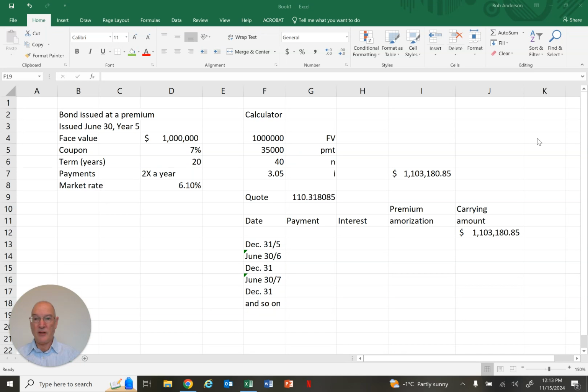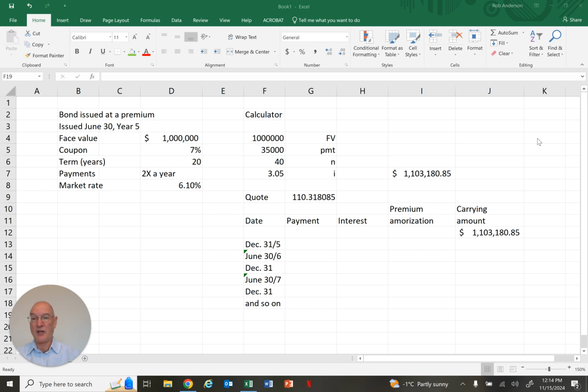Hi students, in this video we're going to look at an example of a bond issued at a premium. Now we are using the effective interest method, which is required by IFRS, which is the method that almost all companies who do issue a bond would be using. Now I've got a lot here on the screen already for you. We'll go over this slowly and make sure that you understand where these numbers are coming from.